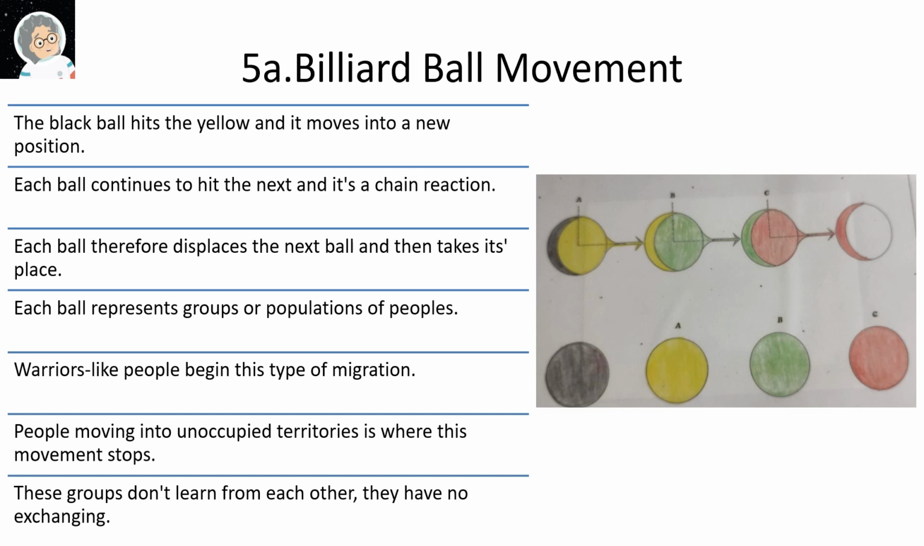Warriors like people begin this type of migration. People moving into unoccupied territories is where this movement stops. These groups don't learn from each other. They have no exchanging.